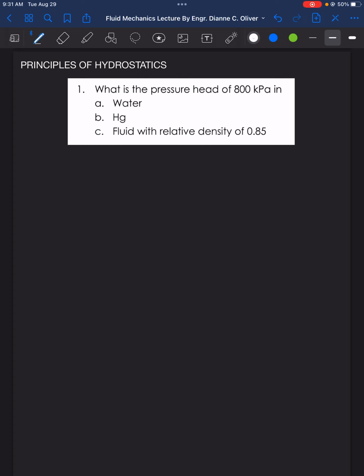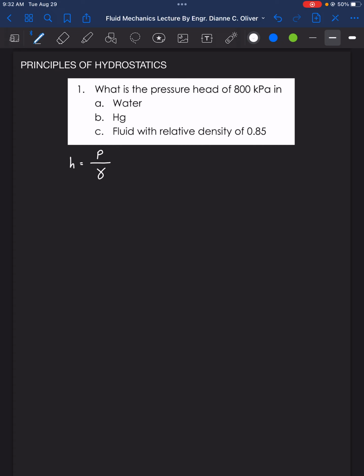So we're looking for the pressure head. So what do we mean by the pressure head? That is the pressure with the height at the given pressure. So the formula that we're going to use here is H for the pressure head is equal to the pressure all over the unit weight of the liquid.